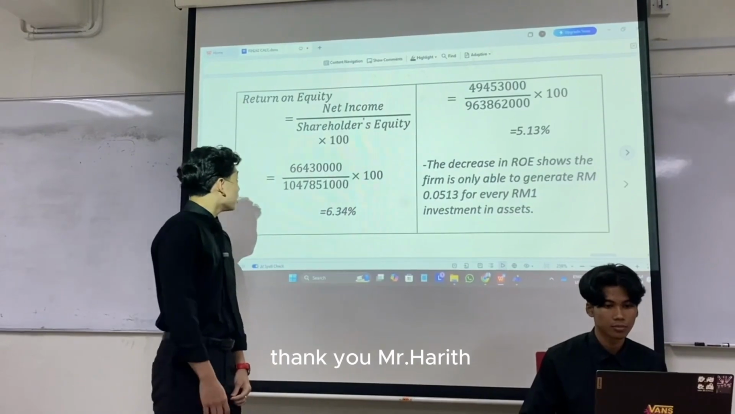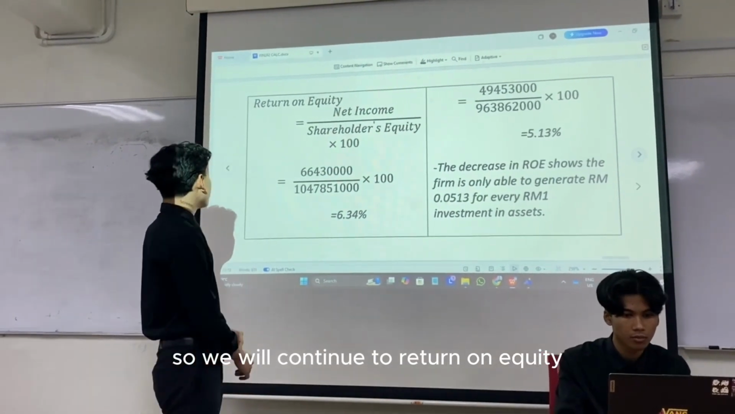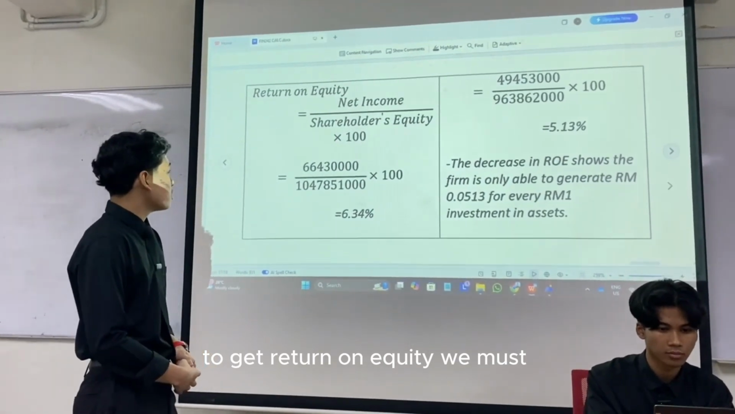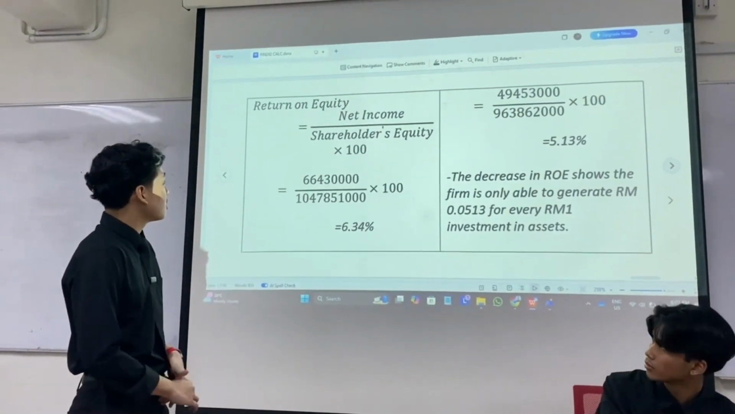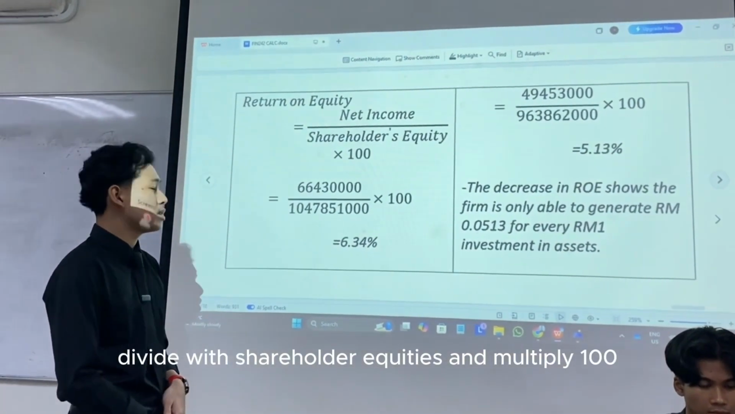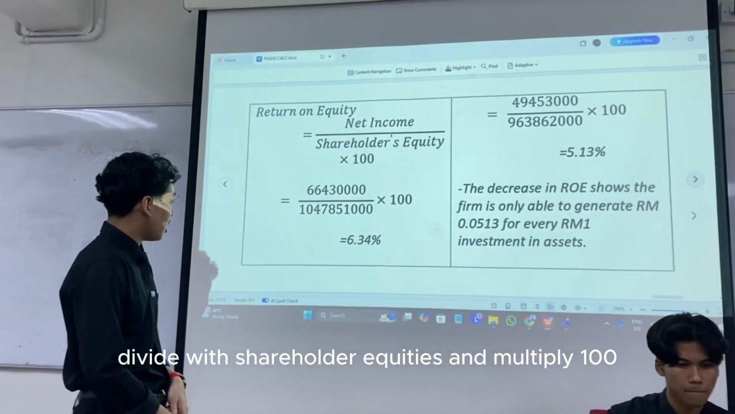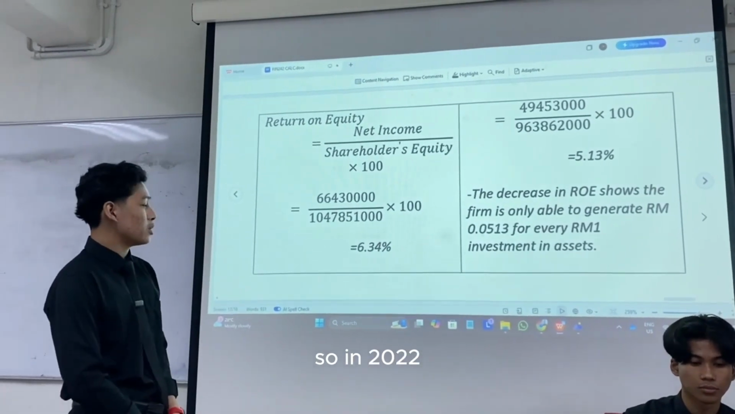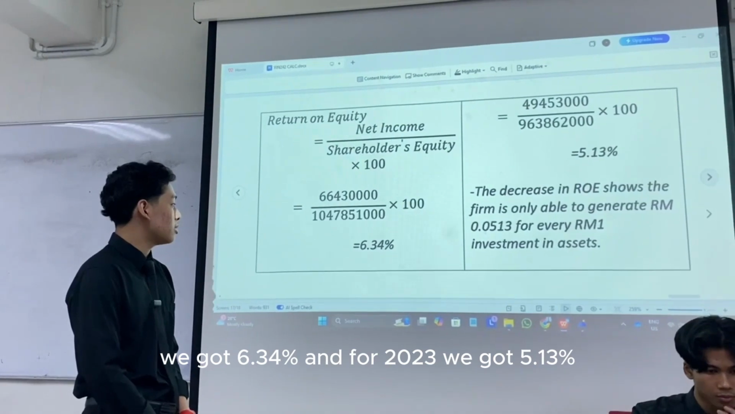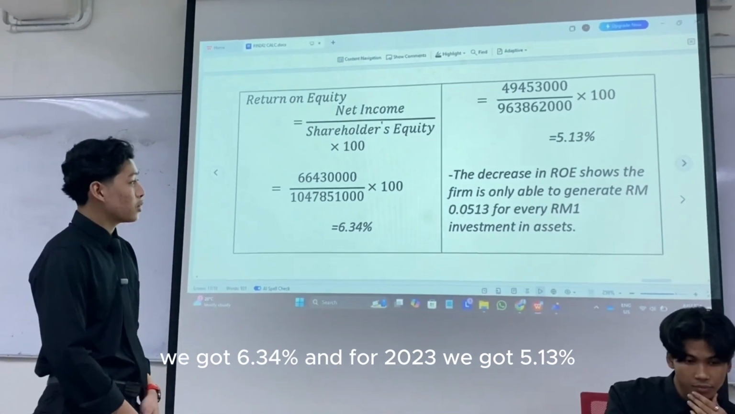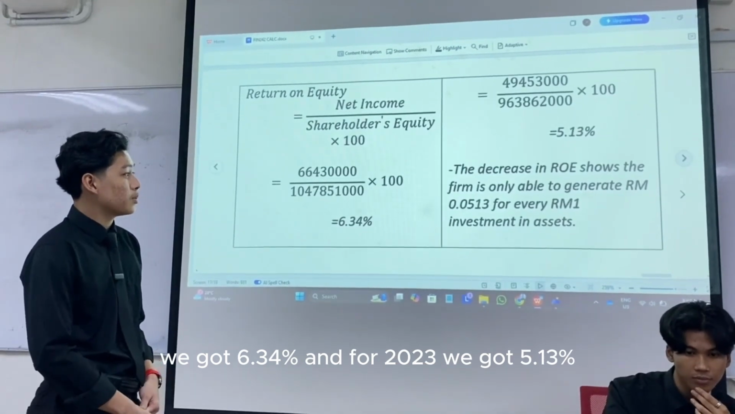Thank you, Mr. Harid. So we will continue to return on equity. To get return on equity, we must take net income divided by shareholder equity and multiply by 100. So in 2022, we got 6.34%, and for 2023, we got 5.13%.